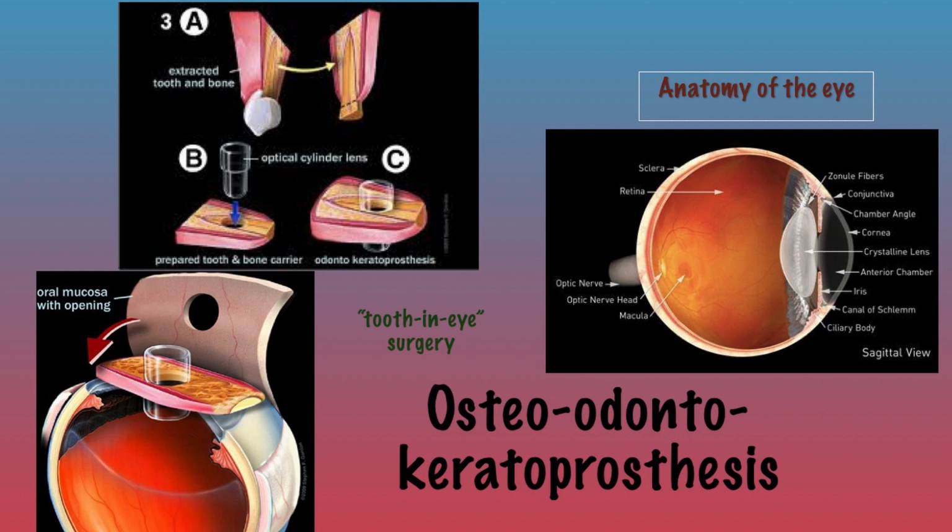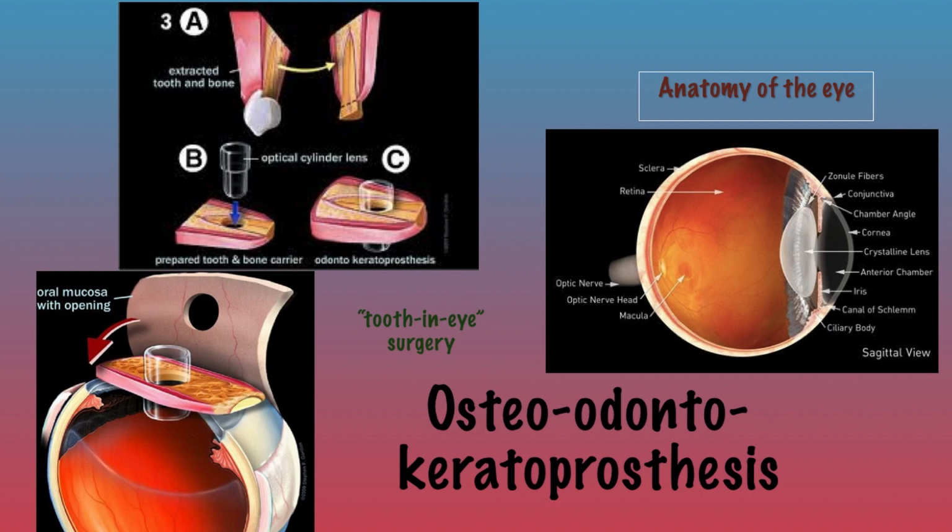osteo-odonto-keratoprosthesis, which is often referred to as tooth and eye surgery as it involves using a tooth to restore a patient's sight. It is used for patients whose blindness is caused by irreversible damage to the cornea, which is the outer layer of the eye, and for whom other treatments have failed. The procedure involves the removal of a patient's canine or premolar tooth and the surrounding bone, and the patient's own tooth is used to reduce any chances of rejection.